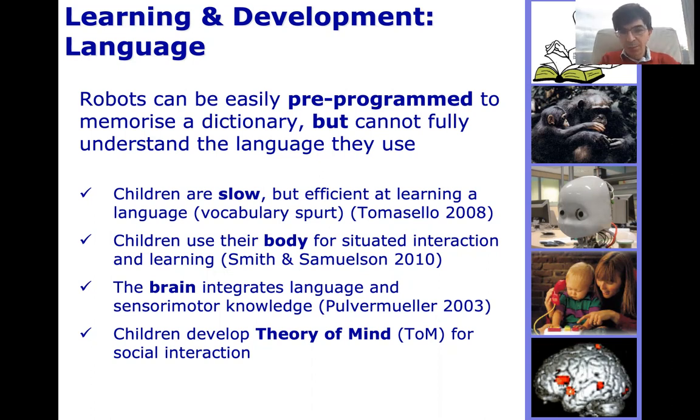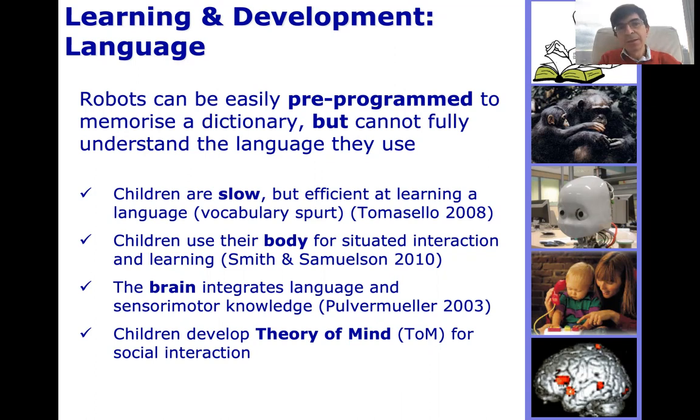How can we address this problem? In developmental robotics, we say that you could design cognitive architectures inspired by phenomena, mechanisms, and principles in child psychology. So let's look at some of these principles. For example, children are slow, although later very efficient, something called vocabulary spurt, a sudden increase of the lexicon. But at the beginning, they are very, very slow at learning language. So maybe pre-programming a robot with the full Alexa-like knowledge of the whole English dictionary and grammar might not be a good idea.